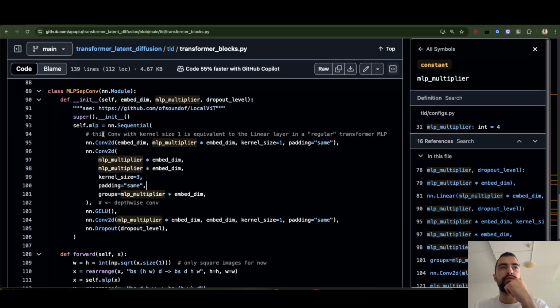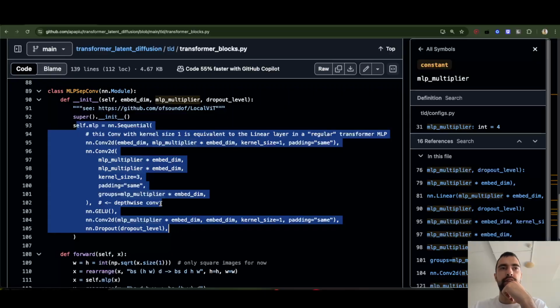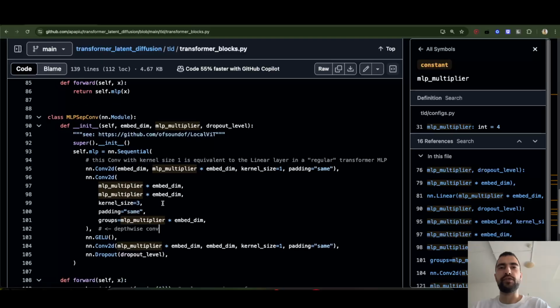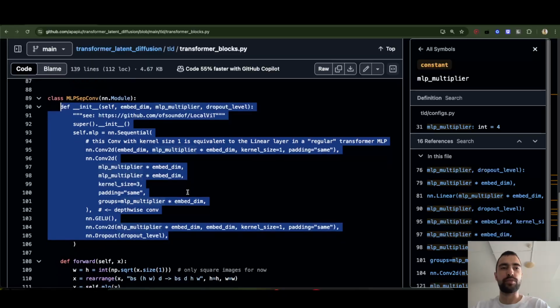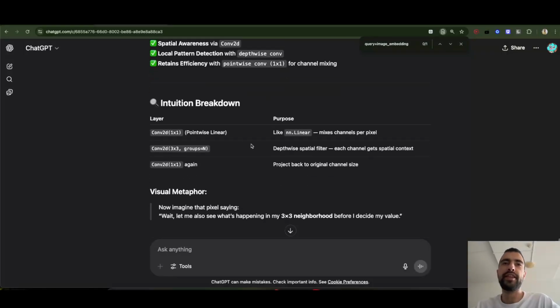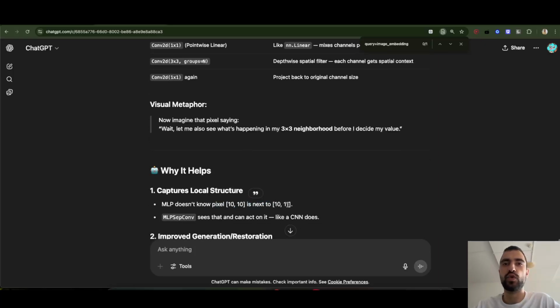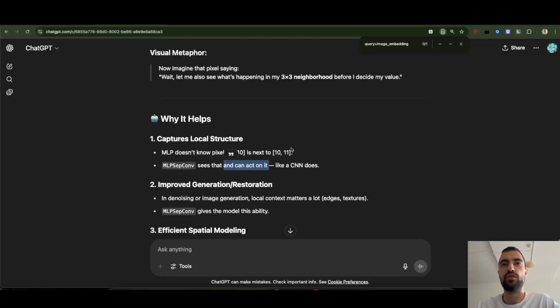So then this class uses these convolutional layers instead of these other linear layers to process more information, get more information from other patches as well, not just the current patch that it's processing. So the main thing here is that classic MLP doesn't know pixel 1010 is next to 1011, so it doesn't take any data from this pixel. But MLP-SConv sees that and can act on it like CNN does, so it can know the pixels around.